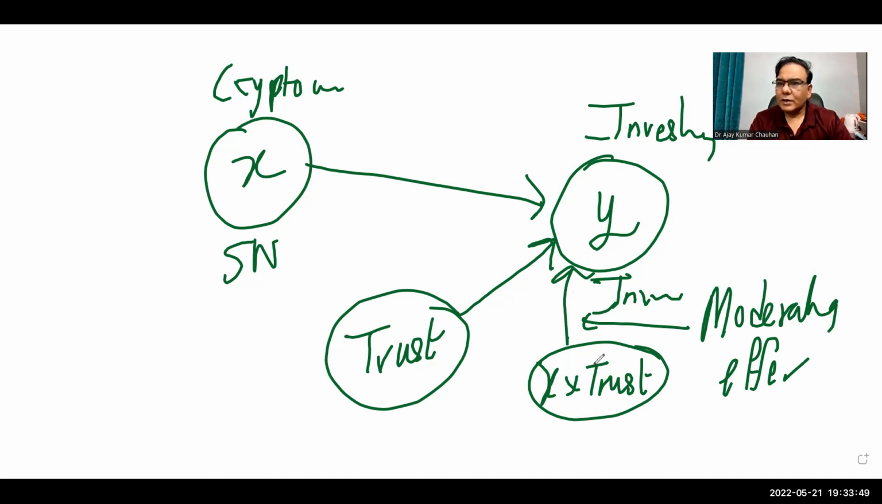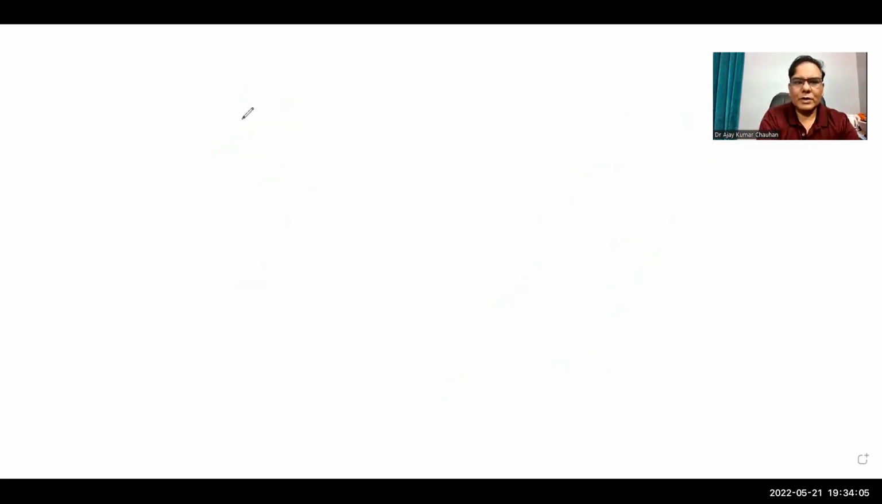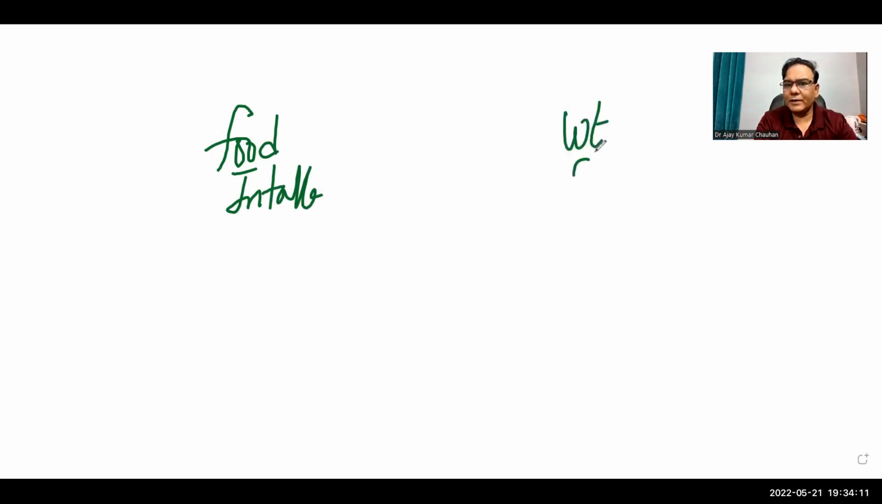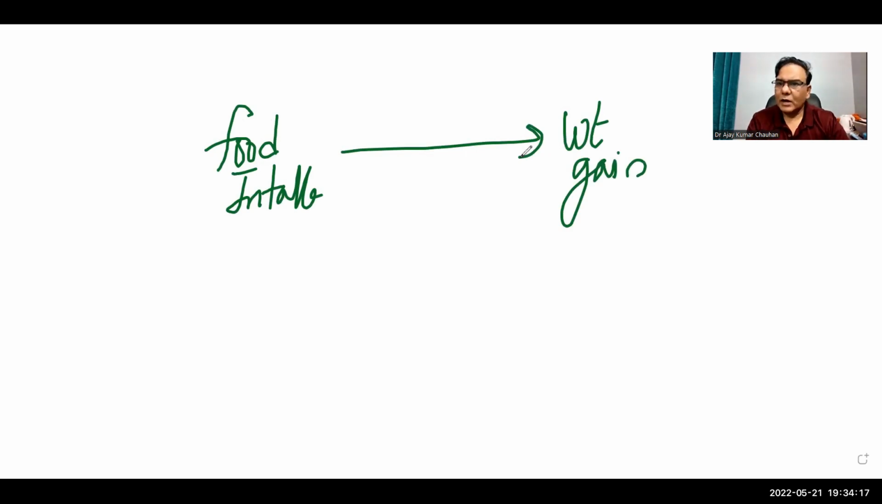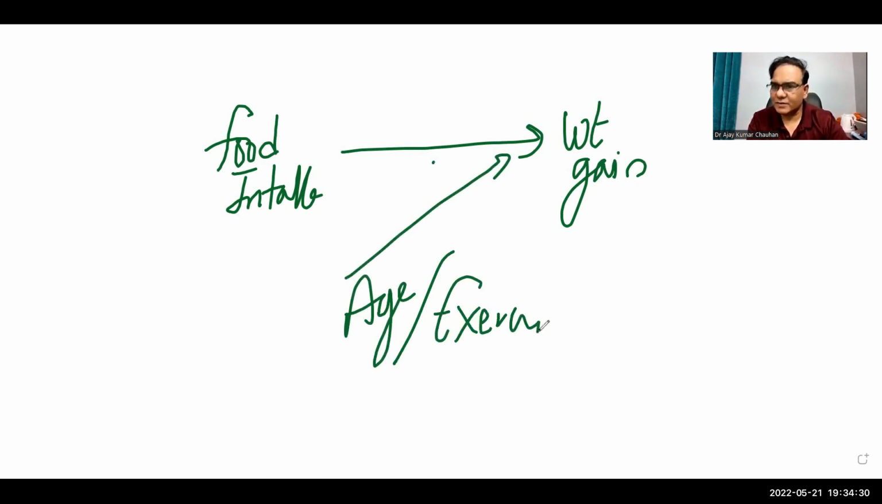So when you want to see whether the relationship between two variables is changing because of third variable, it is called moderating variable. And to explain, I am giving you a very simple example. Let's say food intake and weight gain, right? So if I ask you how much food you eat, how much weight is increasing, do you think it changes with age or exercise? Answer is yes. Anybody who is doing more exercise, weight gain will not be there.